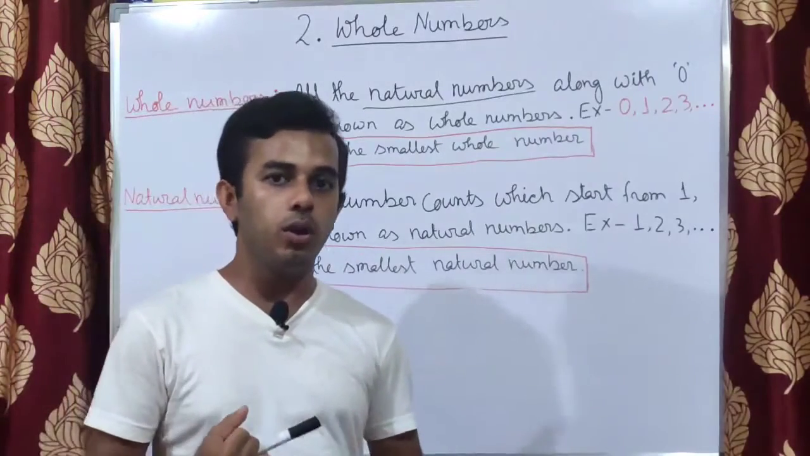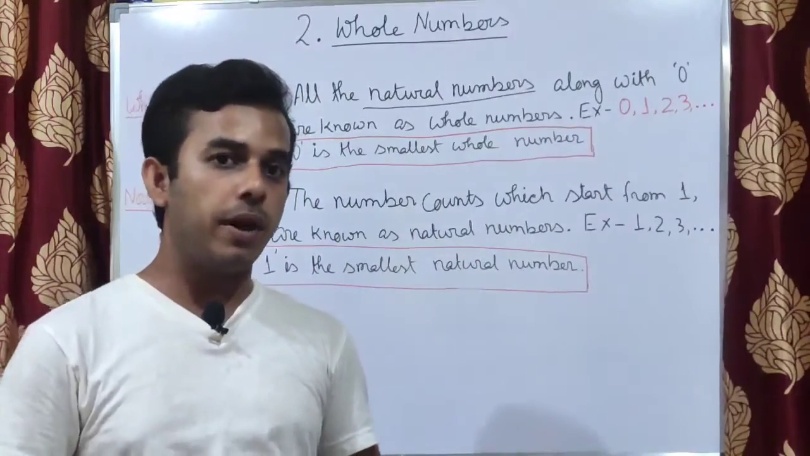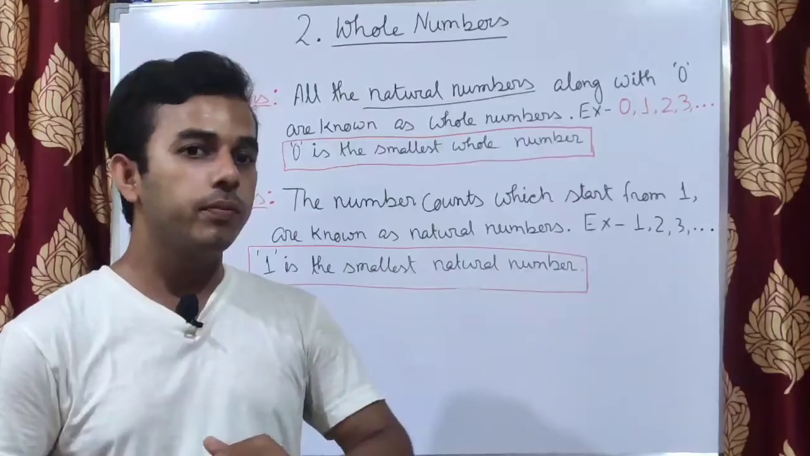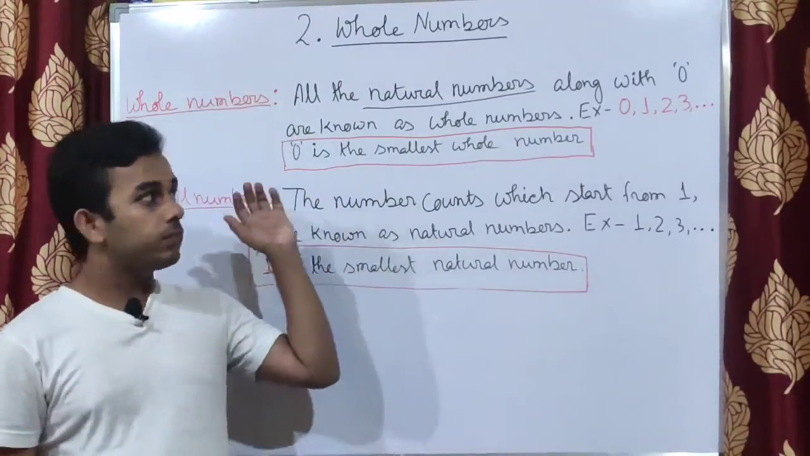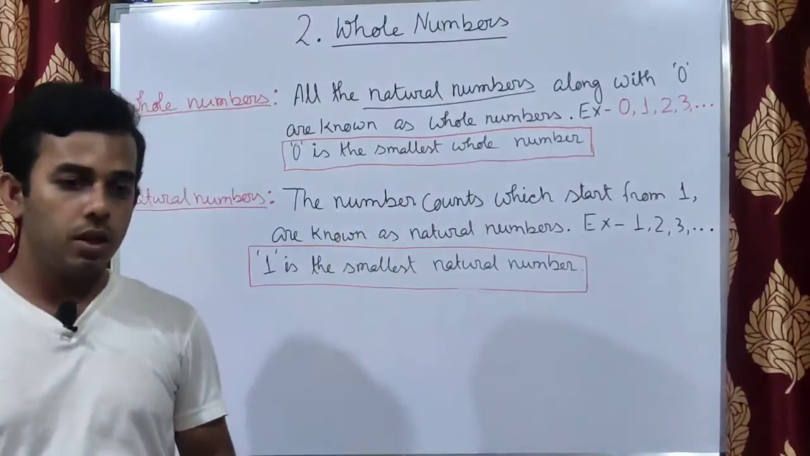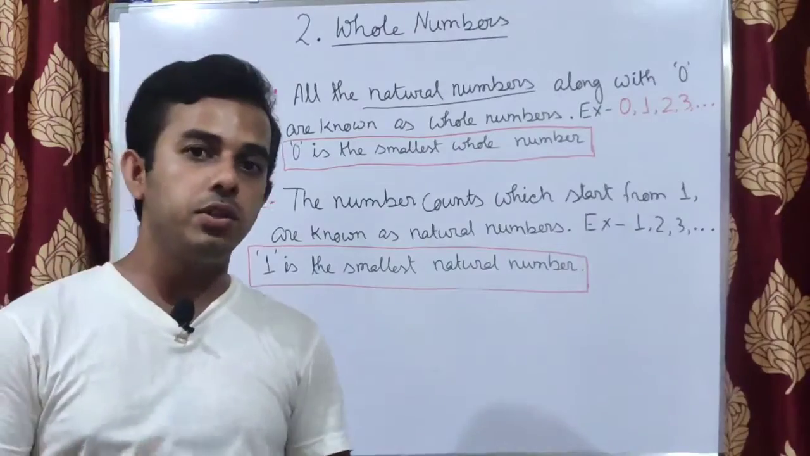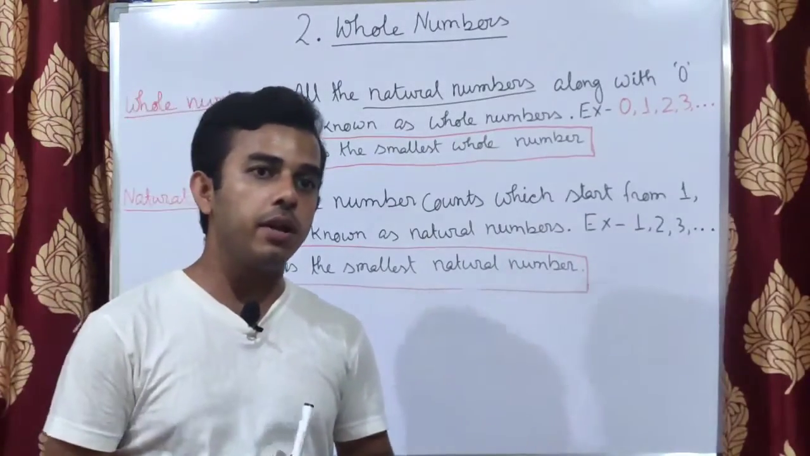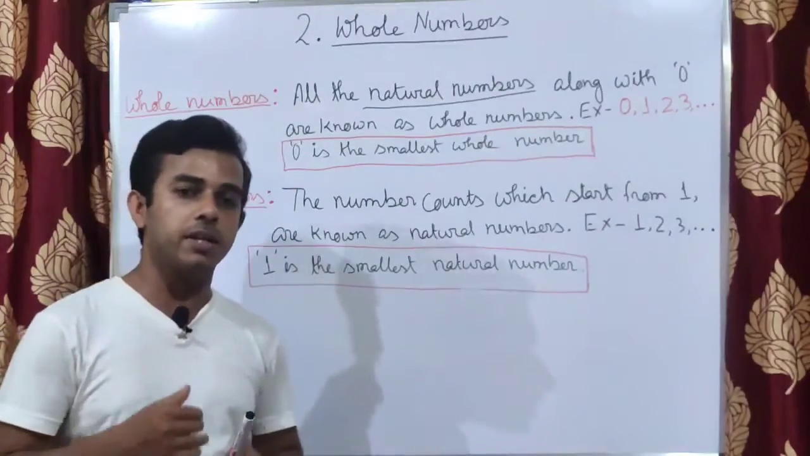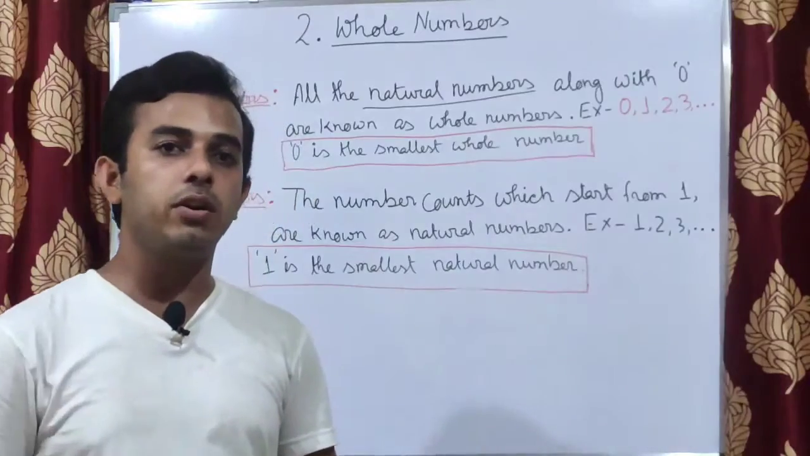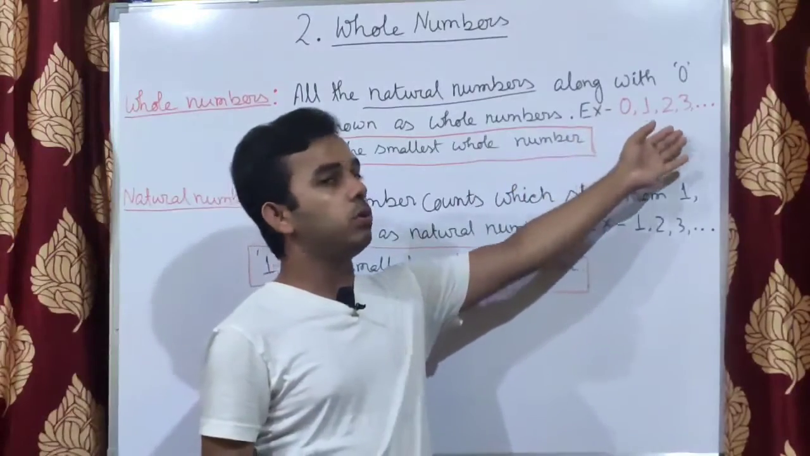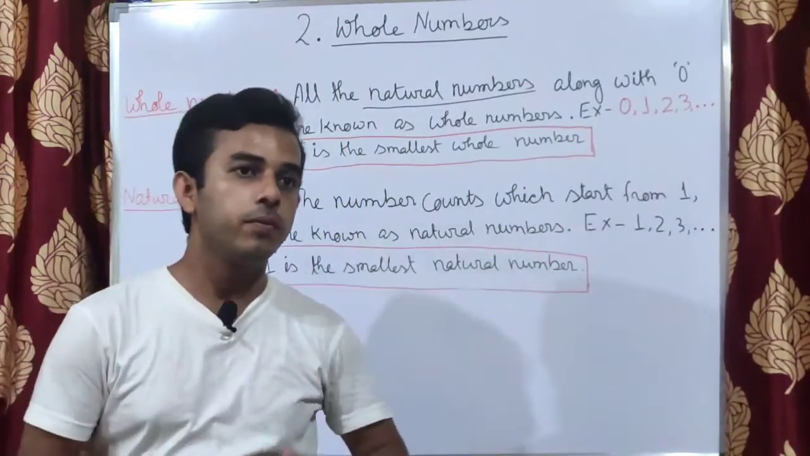After hearing the term whole number, one question comes to our mind: what is a whole number? So let us look at the board. All the natural numbers along with 0 are known as whole numbers. That means when we add 0 to the natural numbers, then these numbers are known as whole numbers. मतलब जब हम नेचुरल नंबर के साथ 0 ऐड कर देते हैं तो वही नंबर होल नंबर हो जाता है. For example 0, 1, 2, 3 and like this the numbers will go on.